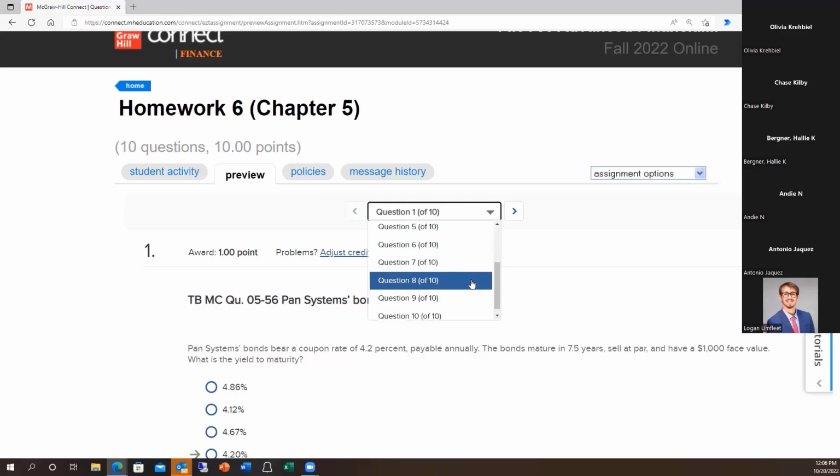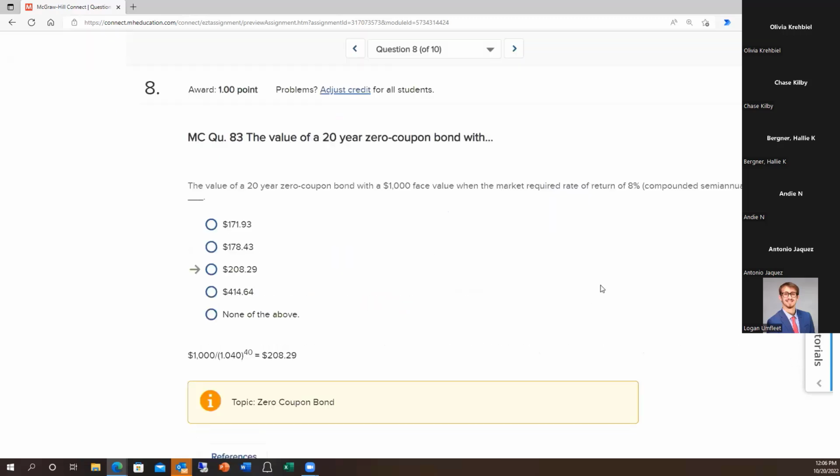Question number 8. The value of a 20-year zero coupon bond with $1,000 face value when the market required rate of return of 8% compounded semi-annually is. By the way, I didn't even have to say compounded semi-annually because unless I tell you otherwise, we always assume we price zero coupon bonds as semi-annual. That's actually in one of your slides.